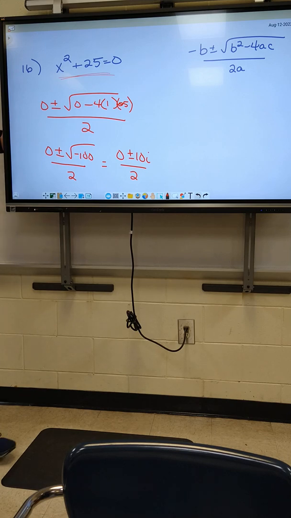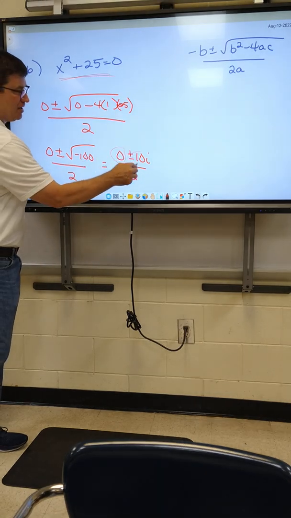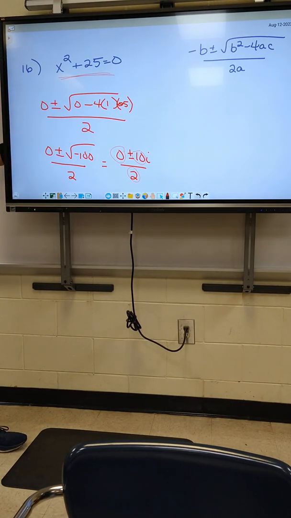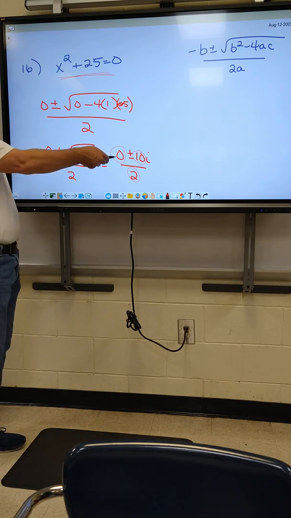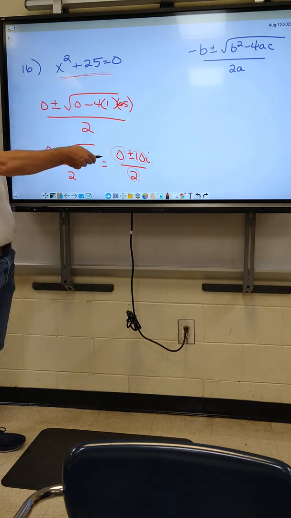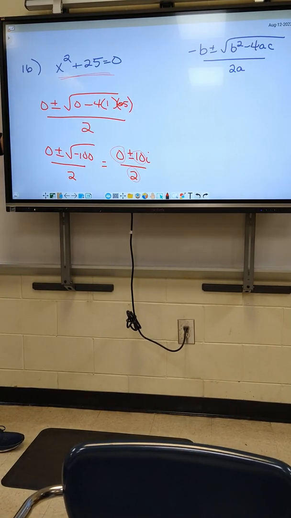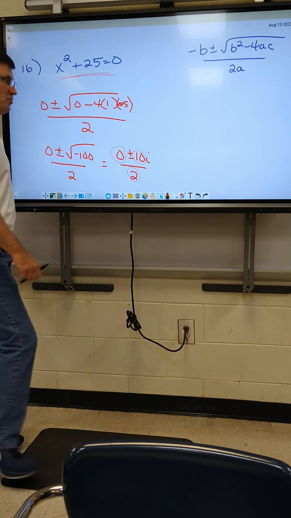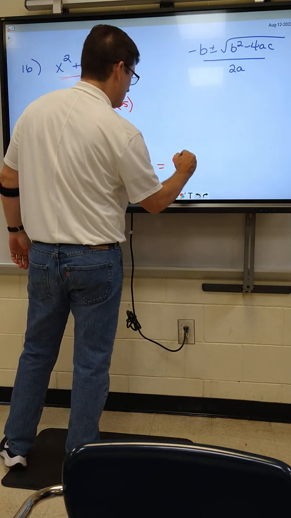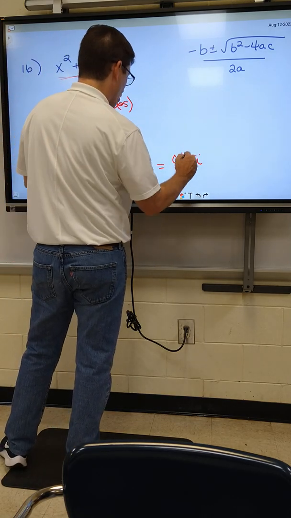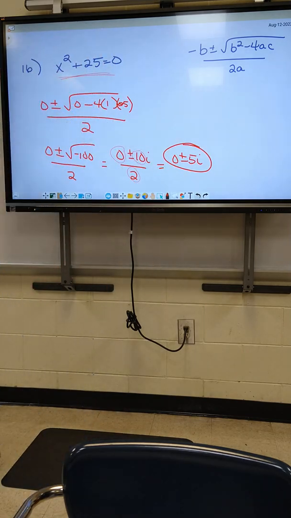The only thing left you can do is look at these 3 numbers and see if you can simplify them. Can I divide them all by 2? Yes. Actually, you can, because 0 divided by 2 is 0. So don't let the 0 throw you off. So let's divide these 3 numbers by 2, and you'll have your answer. So I got 0 plus or minus 5i over 1. So I'll just leave it 0 plus or minus 5i.